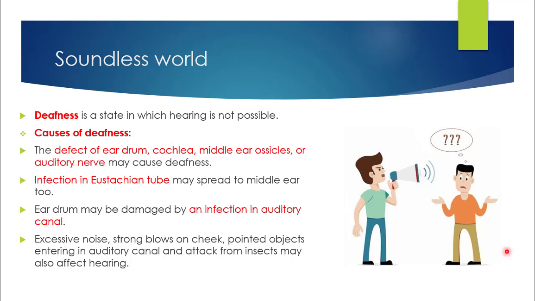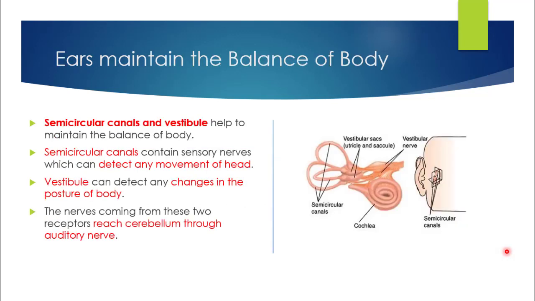Students, now we are going to discuss the main parts of ear that maintain the balance of body. Two important parts of inner ear that help to maintain the balance of body are semicircular canals and vestibule. First of all, the semicircular canal contains sensory nerves which can detect any movement of head. For example, if you are shaking your head, it will detect these movements.